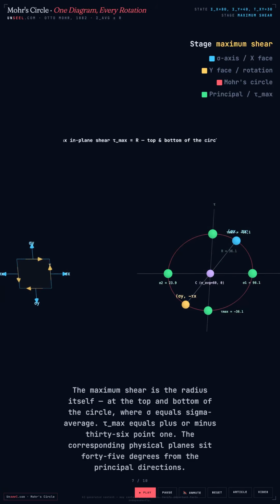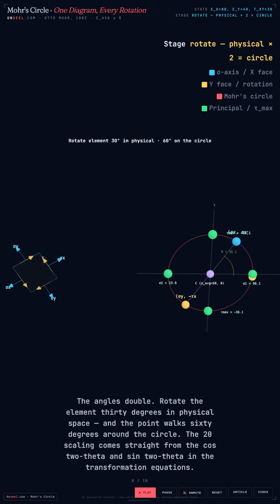The maximum shear is the radius itself, at the top and bottom of the circle, where sigma equals sigma average. Tau max equals plus or minus 36.1. The corresponding physical planes sit 45 degrees from the principal directions. The angles double. Rotate the element 30 degrees in physical space, and the point walks 60 degrees around the circle. The 2x scaling comes straight from the cos 2 theta and sine 2 theta in the transformation equations.